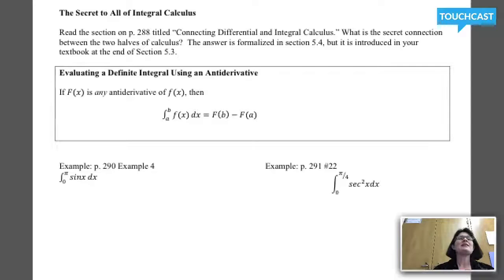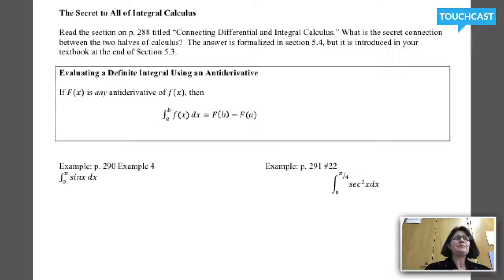Pretty cool. So that's this secret connection that we've been joking about. But that's what brings the two halves of calculus together and makes us study them at the same time. And we're going to have a more formal definition of this in section 5.4. It's kind of like the big reveal in chapter 5, but it's introduced in your textbook here in 5.3.